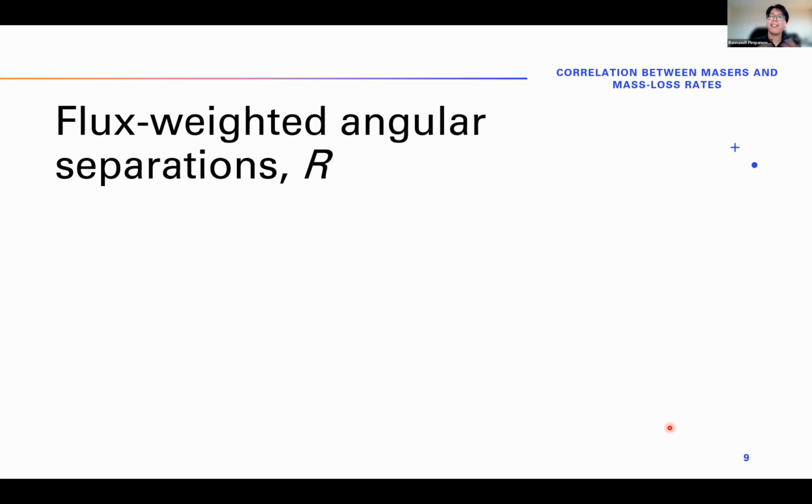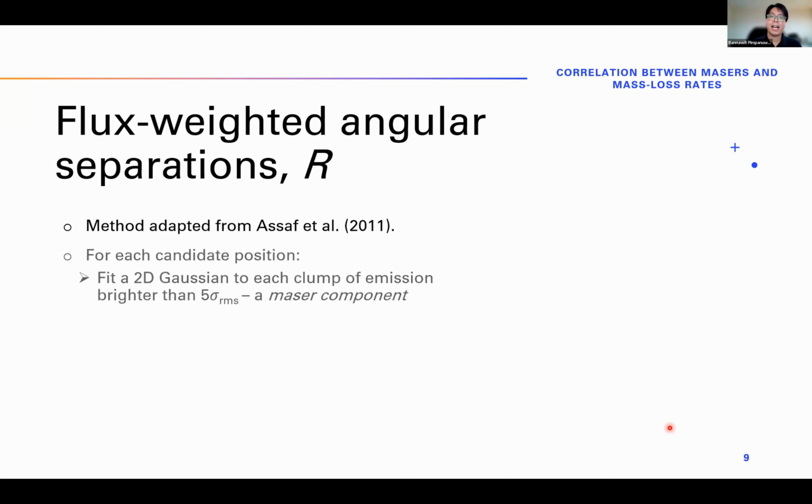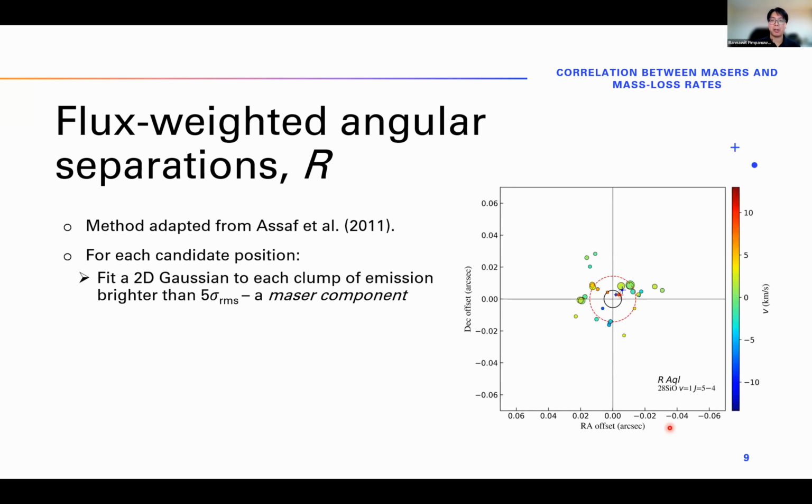Now, for the other variable that we have to find, the flux-weighted angular separations of SiO masers, we adopted and adapted the method from Assaf et al. in 2011. The idea here is we try to fit a 2D Gaussian to each clump of SiO maser emission. These are generally brighter than 5 sigma. We call each Gaussian fit that we get a maser component. And usually a maser component map looks something like this. The X and Y here are declination and right ascension offsets, and the colors show the velocity with respect to the stellar systemic velocity.